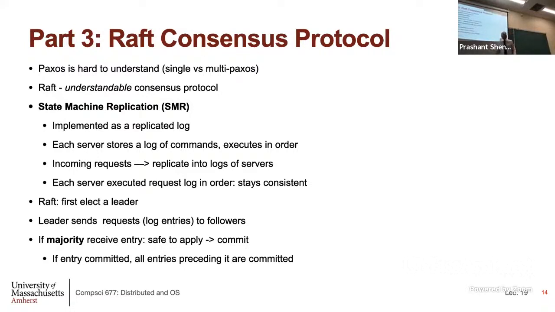So many researchers decided that that's not the way you want to do consensus, and came up with a different idea, and we'll talk about one called Raft. Raft is called understandable consensus. You can decide whether it's understandable or not, but it's a little easier to explain. Raft uses a different idea called state machine replication, or SMR. What SMR means is that each machine is going to keep a file called a log.